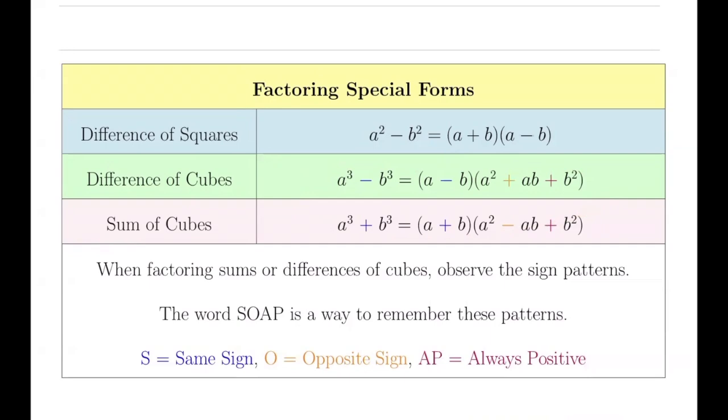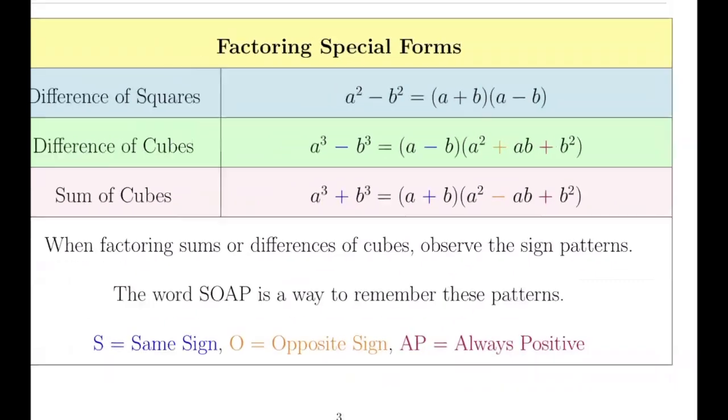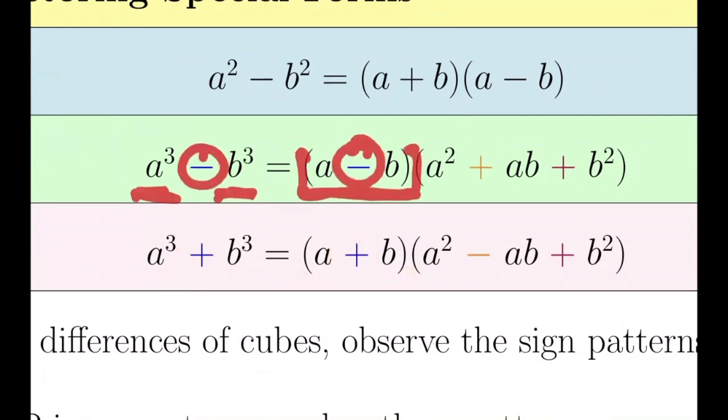Yeah, so the mnemonic for the signs of the factorization is the word SOAP. So SOAP will help you remember what the patterns are with the signs, whether it's positive or negative. The S stands for same sign. Notice how when you have a cubed plus b cubed, the first binomial here is a plus b. It has the same sign. And if you have a cubed minus b cubed, you start off with a minus b. Notice how these two have the same sign.